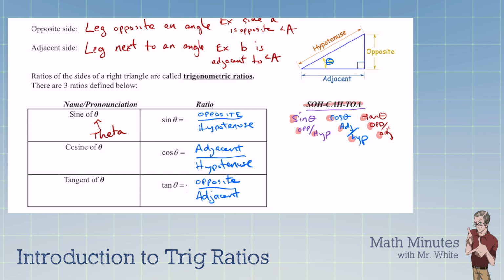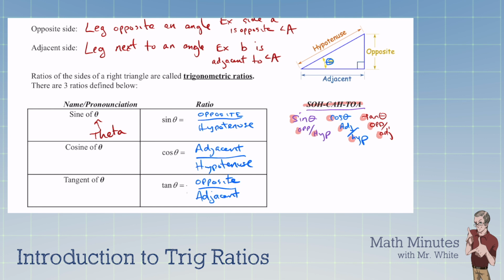So SOH-CAH-TOA. Sounds a little bit like a Native American term or something, but we just refer to this in trigonometry. SOH-CAH-TOA helps us remember that sine is opposite over hypotenuse, cosine is adjacent over hypotenuse, and tangent is opposite over adjacent. So a lot of students write that on their paper immediately, or maybe draw this picture along with SOH-CAH-TOA so that they can figure that out later on.